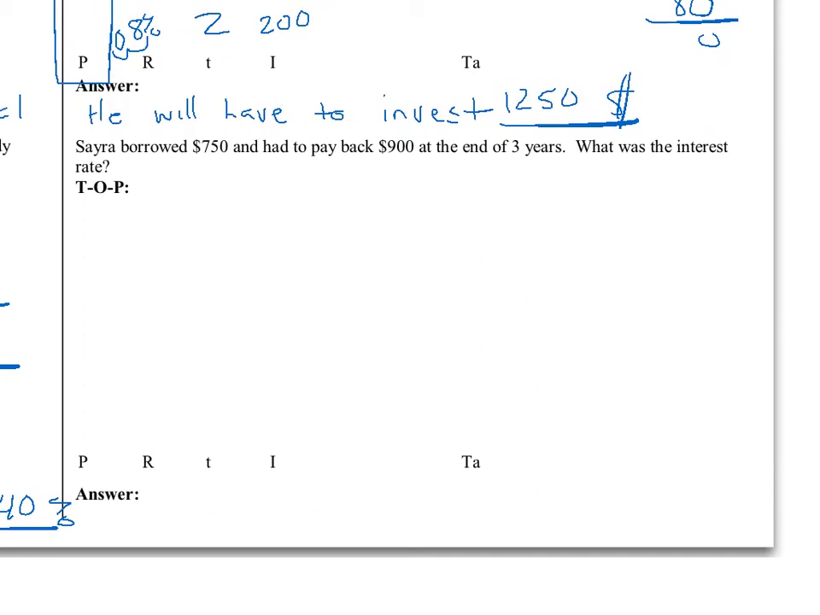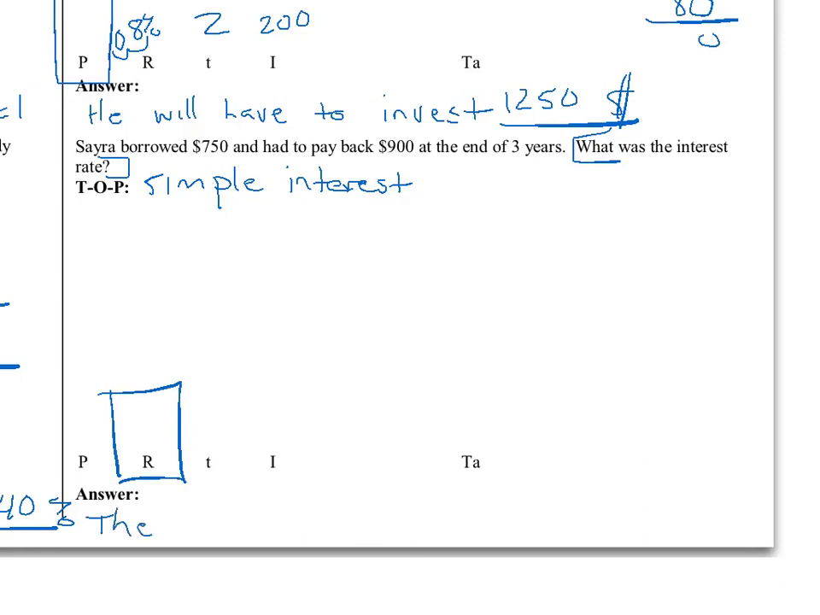All right, Sarah borrowed $750 and had to pay back $900 at the end of 3 years. What was the interest rate? So this one's clearly asking, what is the interest rate? So it's a simple interest problem. And this is one that I think a lot of you have to be really careful of, setting up this information.